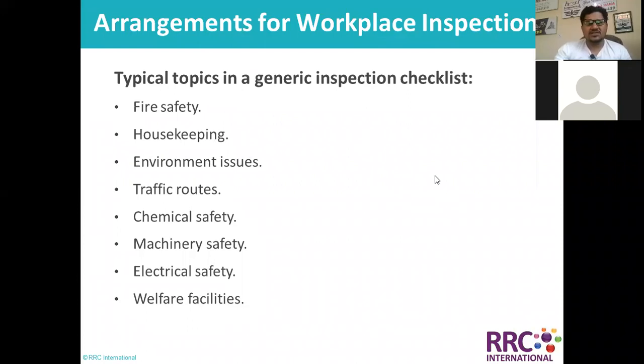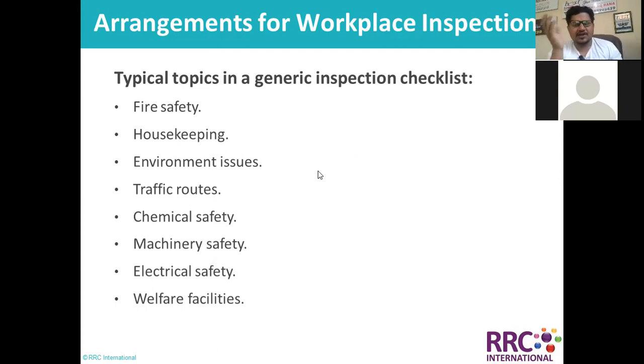Typically, these are some of the topics of a generic inspection checklist, like fire safety. You can have a separate checklist for housekeeping and environmental issues. Since we have environmental aspects and impacts, and environmental engineers now available on projects, we can coordinate and tell them to verify, have a checklist, and give one photocopy to us also, but you double check that he is doing his inspection honestly. Same with traffic routes, chemical safety, machinery safety, electrical, and welfare facilities as well.